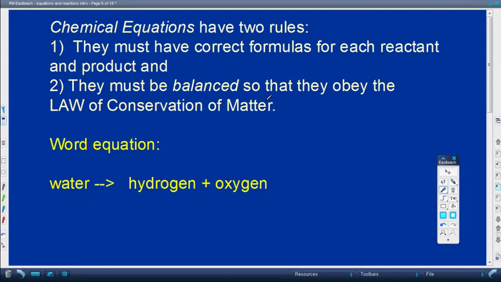Okay. So what does it mean to be balanced? Well, I'm actually going to save that for the next video. In the next video, I'm going to teach you more about what it means for a chemical equation to be balanced, how they are written so that they are balanced, and then I'm going to teach you how to balance them. That is all for now.